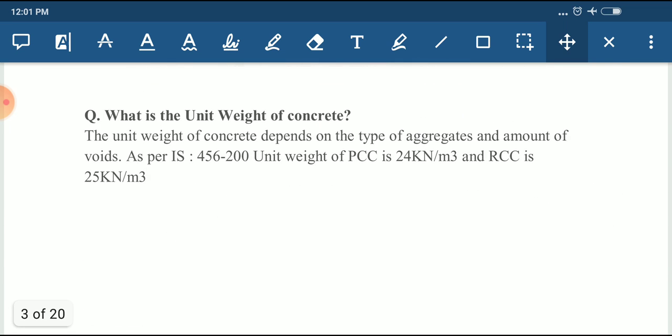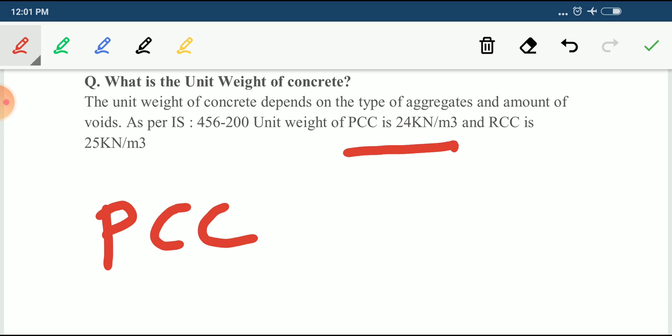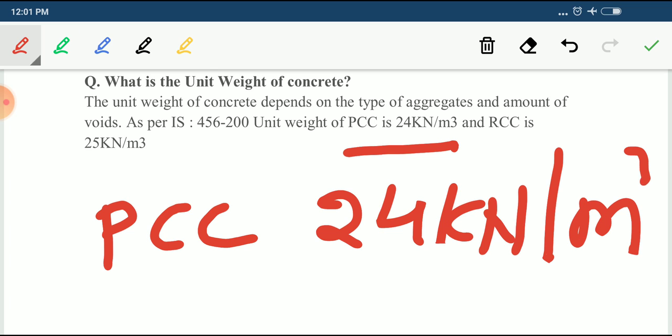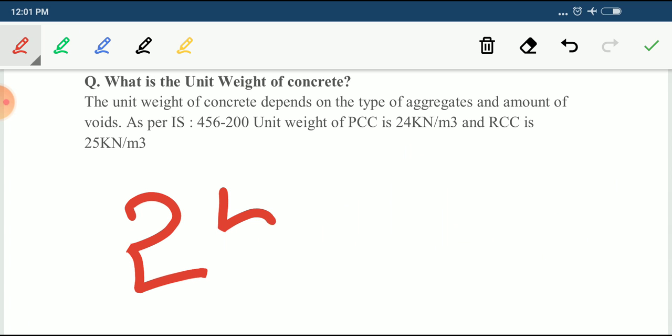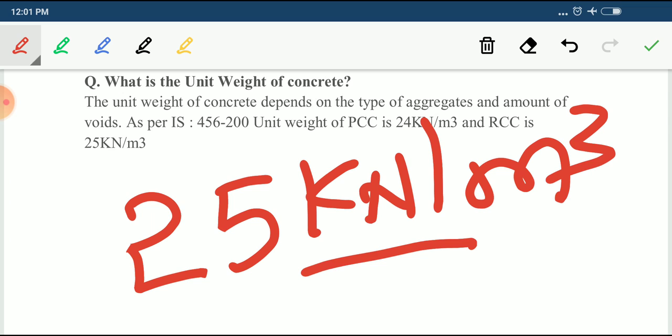Okay, what is the unit weight of concrete? You should know, if it is plain concrete, if it is PCC, unit weight of concrete will be 24 kilonewton per meter cube. If it is RCC, how much you have to take? 25 kilonewton per meter cube. You should remember this one, it's very important.